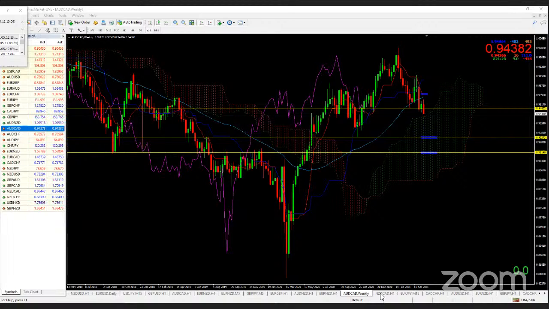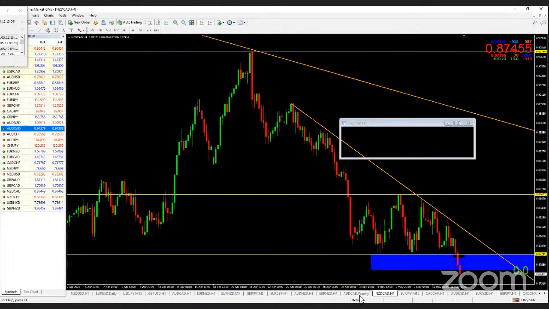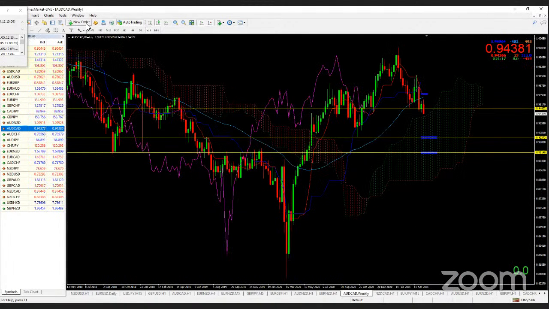Let's use a naked chart here, so that you can get the picture better. I know not everybody can see past the indicators. It does look very busy, doesn't it? I know it looks very busy. So let's do it this way. Let's bring up a naked chart.